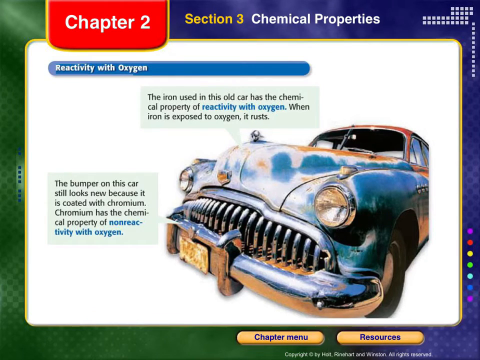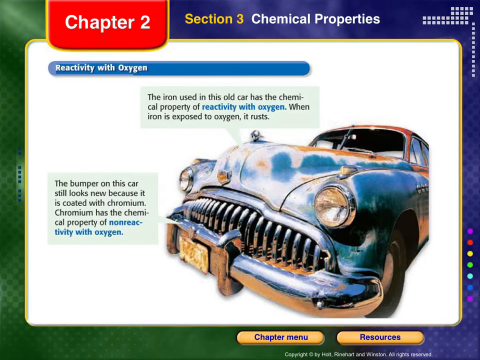All right, so I want you to look at this slide here, this slide of this car, and think, what's causing this rust? Okay, well, the answer is there in the caption, and you can see it says you've got iron, which this car is made out of, reacting with the oxygen. So this oxidation is what's causing this rust. Here's an example of a chemical change.